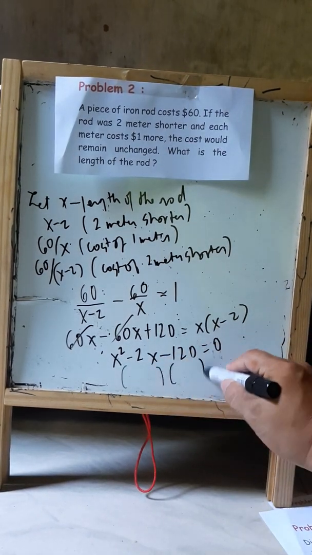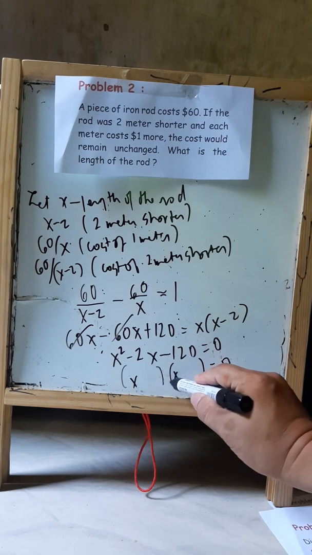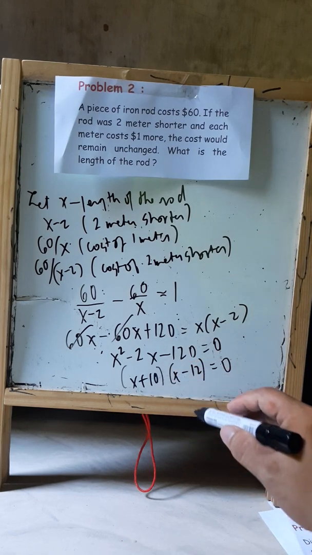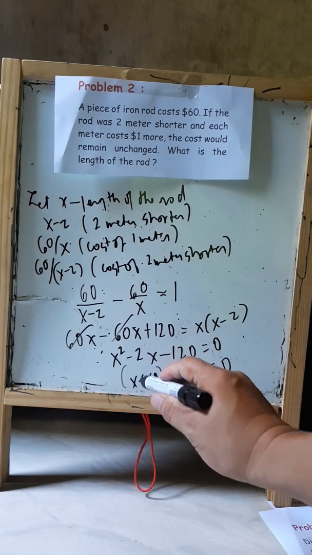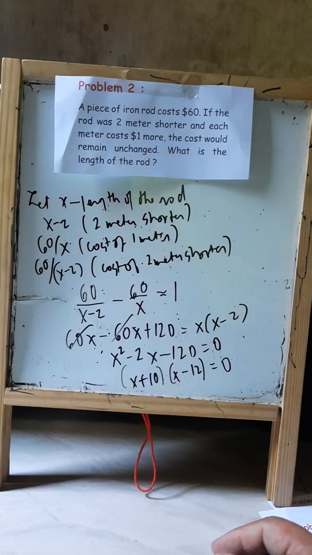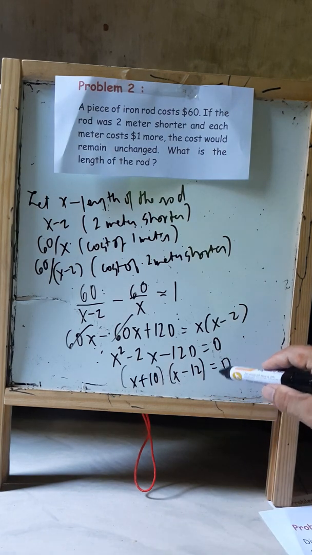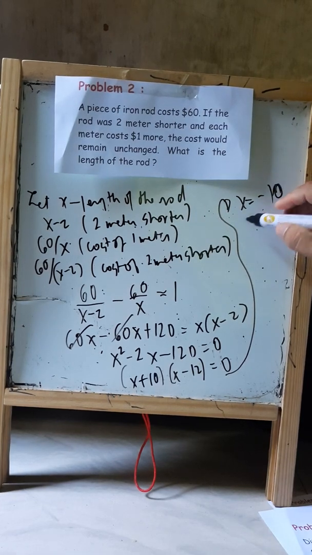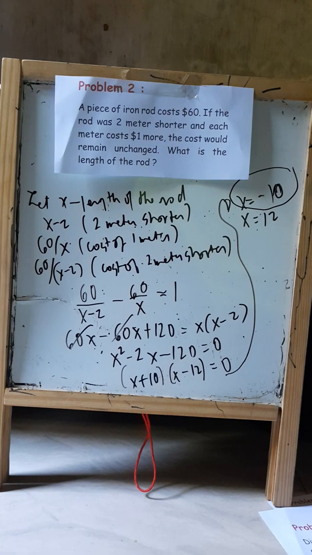What are the factors of negative 120 whose sum is negative 2? I think it's 10 and 12. Since the product is negative, one will be negative and one positive, so negative 12 plus 10 is negative 2. So solving for x, x equals negative 10 and x equals positive 12. We will ignore the negative answer because there's no negative length. Therefore, the length of the given rod is 12 meters.